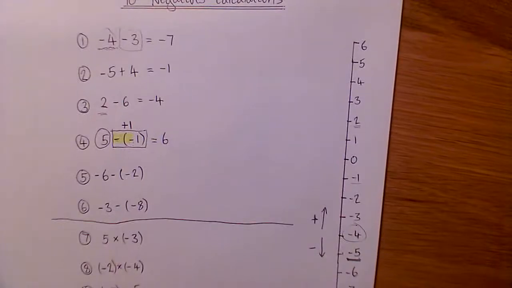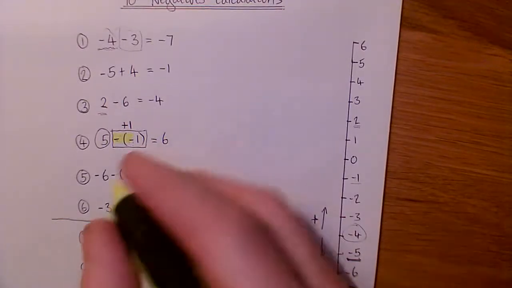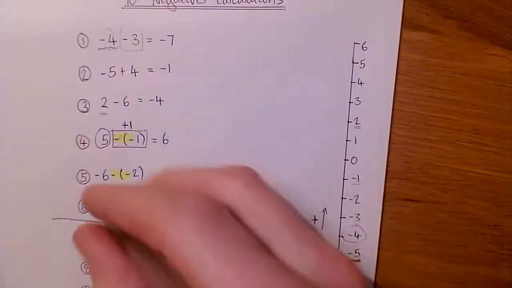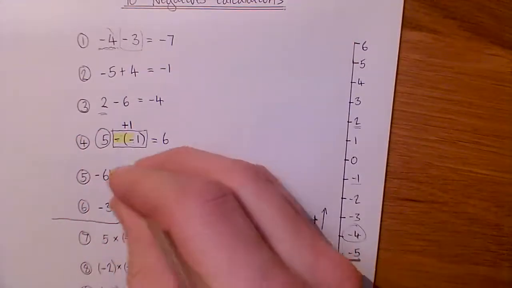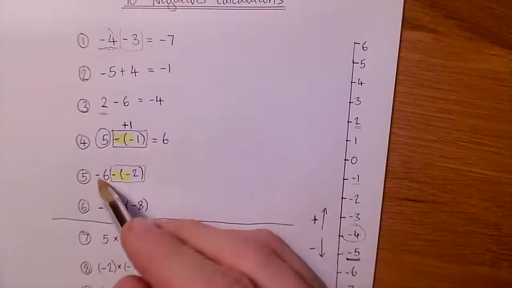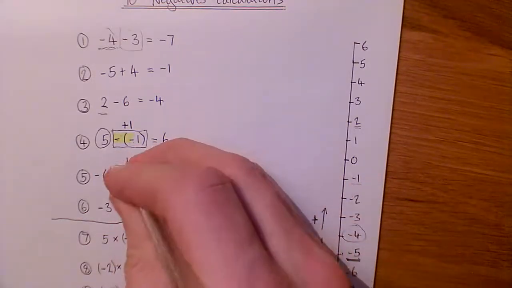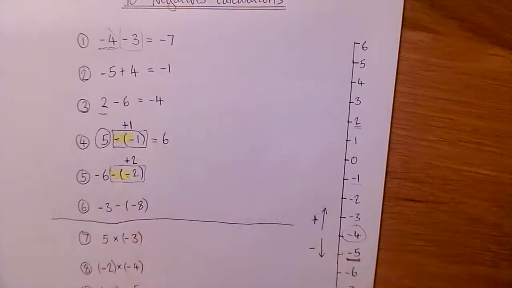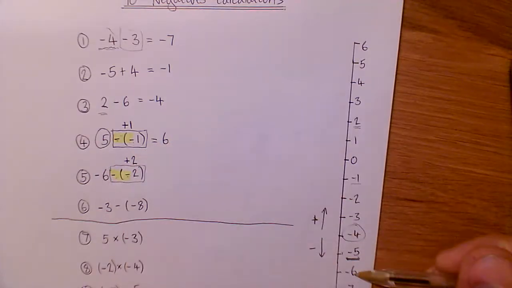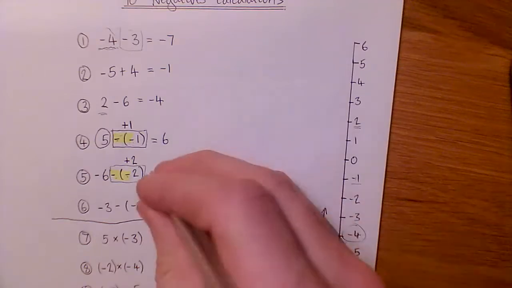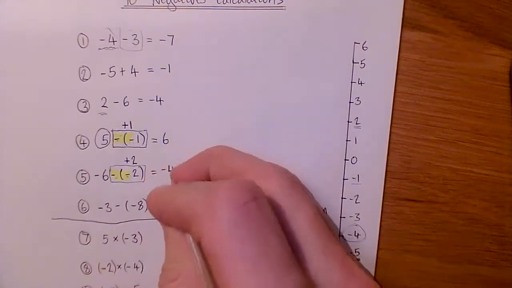Next one, same thing. We are taking away a negative in the middle here. So that's what we're doing. And where are we starting? Well, we're starting at -6. Taking away a negative is the same as adding 2. So we're starting at -6. We're adding 2. So we're going up our number line. That gets us to -4.